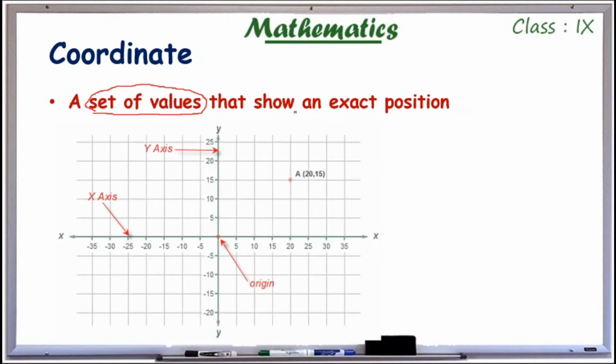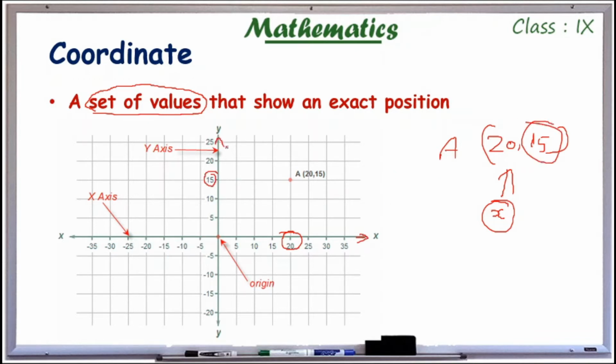I will give an example. Suppose we already learned about plane graph. We already learned about plane origin, x-axis and y-axis. Origin, x-axis, y-axis are marked here. Now there is a point A (20, 15). The point A, the address is (20, 15), which means the x coordinate value, or the value in x-axis, is 20. This is the x-axis, and the value at y-axis is 15. So we represent (20, 15) here.